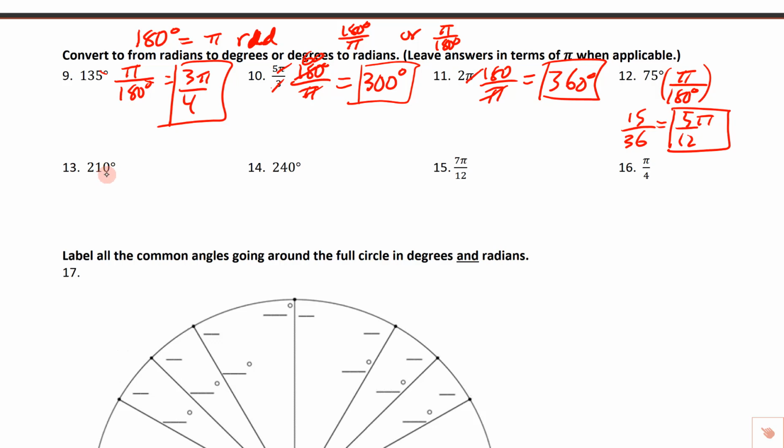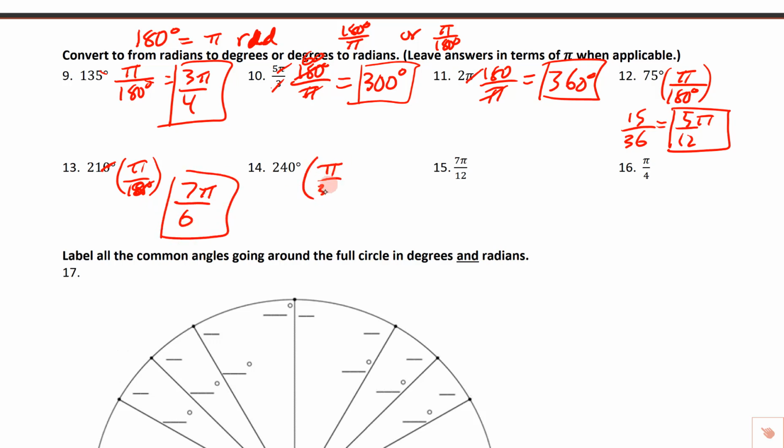If you know this one off the top of your head, that's great. It's 7 pi 6, but let's just double check and make sure. Pi on the top, 180 degrees on the bottom. I can cancel the zeros, and then I've got a 21 and an 18. 3 goes in here 7 times, 3 goes in there 6 times, so that's 7 pi 6. There's our answer. We'll do the same thing on this one.